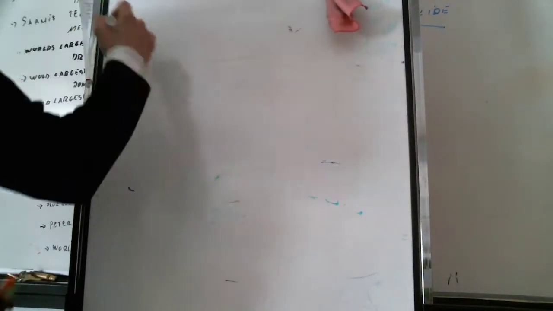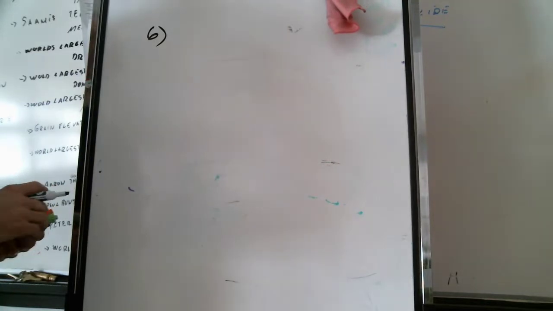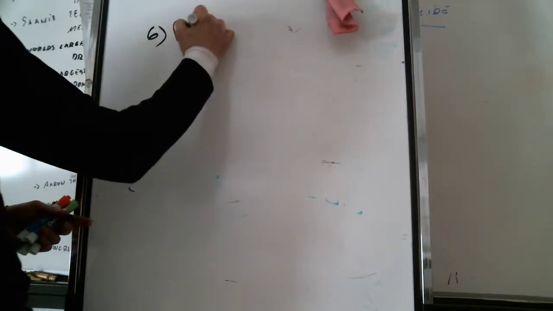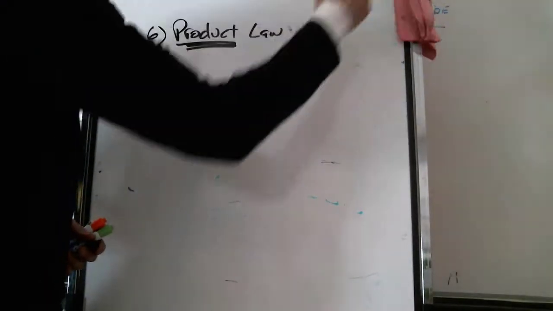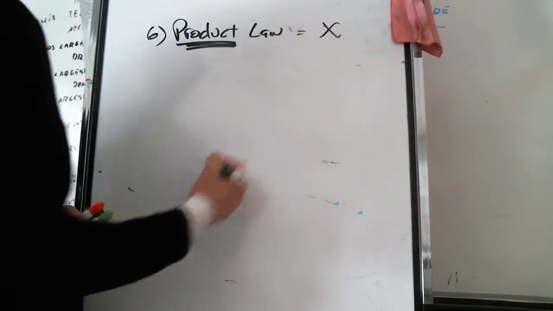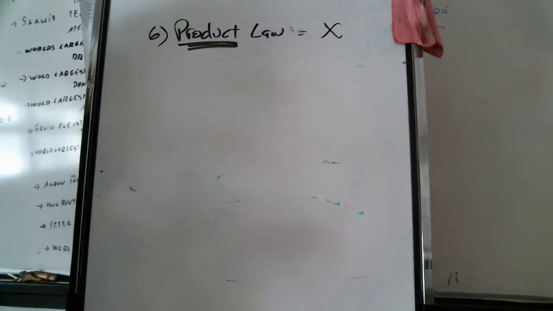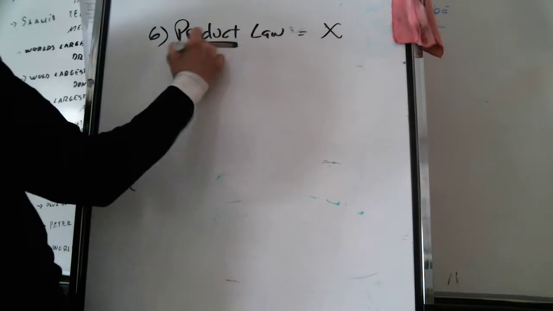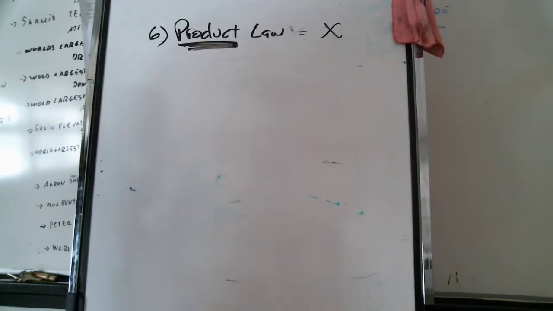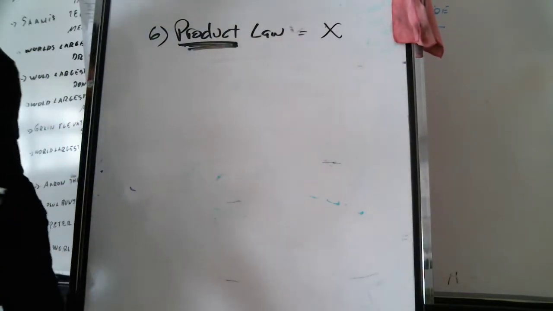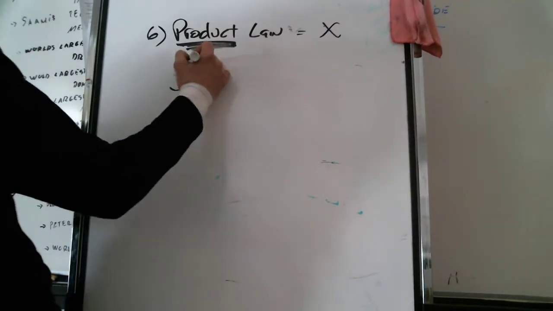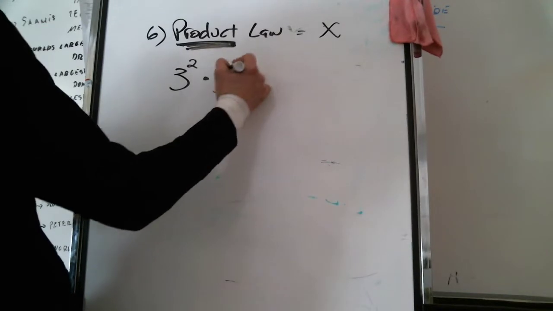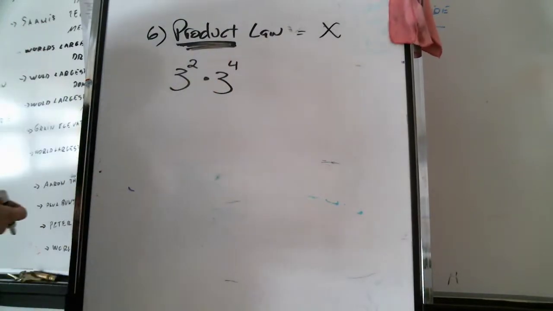Finally, this one says number 6. It should be 7 on your sheet, but product law. I write it so you see it. What is this the answer to? The product is a multiplication question. When you have things that are multiplied, you are going to use the product law. Say that out loud to yourself. It's very important that you do that. The vocabulary is what makes this all work. So let's take a look at 3 to the power of 2 times 3 to the power of 4.